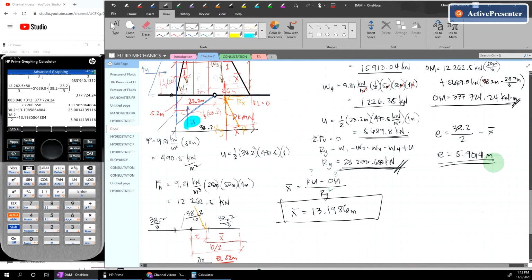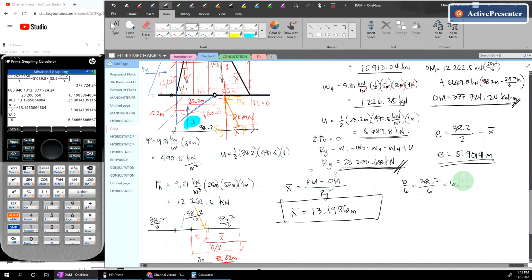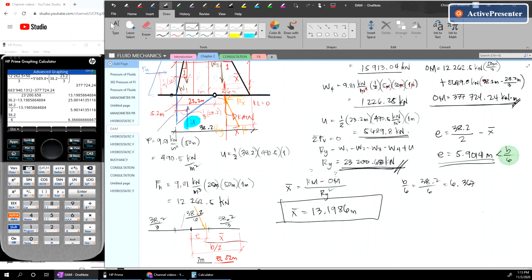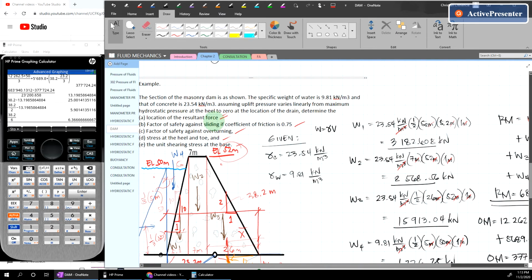meter. So, kung i-compare natin ngayon to sa b over 6, 38.2 divided by 6, so 6.367. So, this is less than b over 6. So, pasok yung resultant force natin doon sa middle third. Okay? So next, ano bang next na hinahanap? So nakuha na natin yung para dun sa letter A, resultant force.